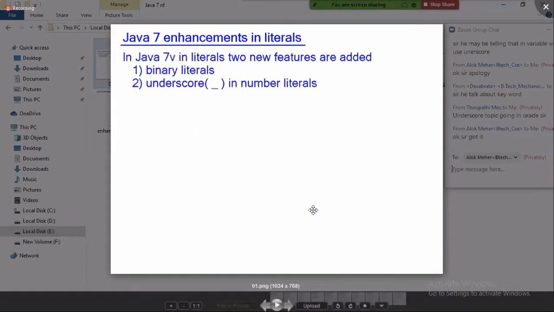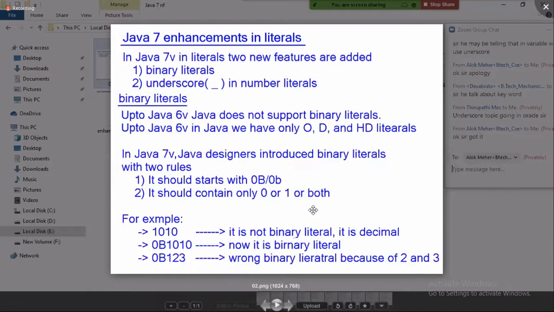Now tell me, binary literals, we have only 2 points. Okay, 2 rules you have to remember. What is that? Already we discussed. Binary literals: up to Java 6, Java doesn't support binary literals. Up to Java 6, in Java, we have only octal, decimal, and hexadecimal literals. In Java 7, Java designers introduced binary literals with 2 rules.